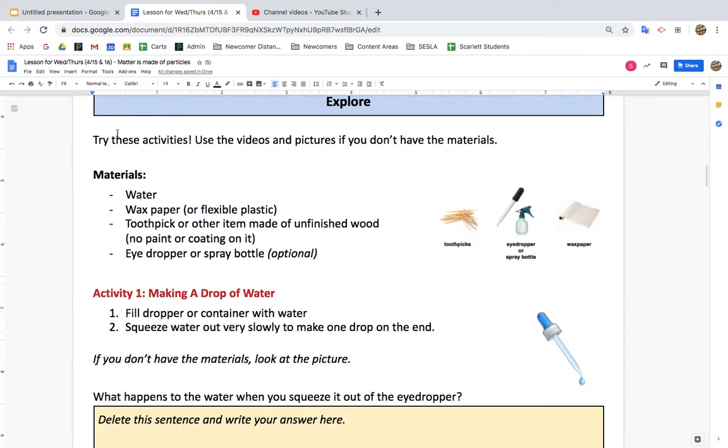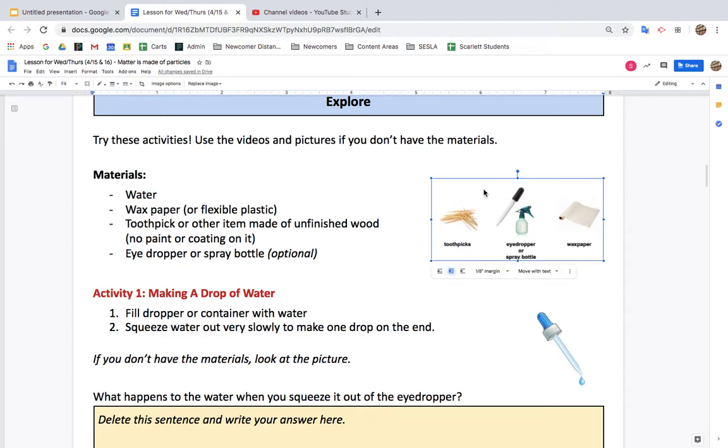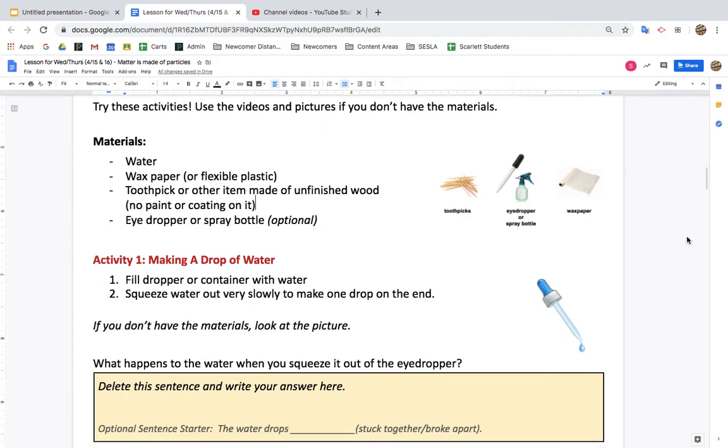Time for Explore. First, it asks us to try these activities. Use the videos and pictures if you don't have the materials. The materials are water, wax paper, a toothpick, an eyedropper, or a spray bottle. I don't have those materials, so I'll just use the videos and pictures. Activity 1, making a drop of water. Fill the dropper or container with water and squeeze the water out very slowly to make one drop on the end. If you don't have the materials, look at the pictures.